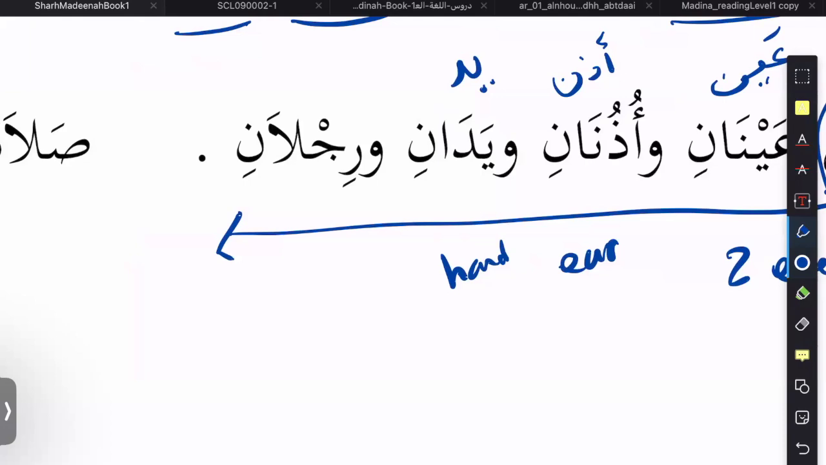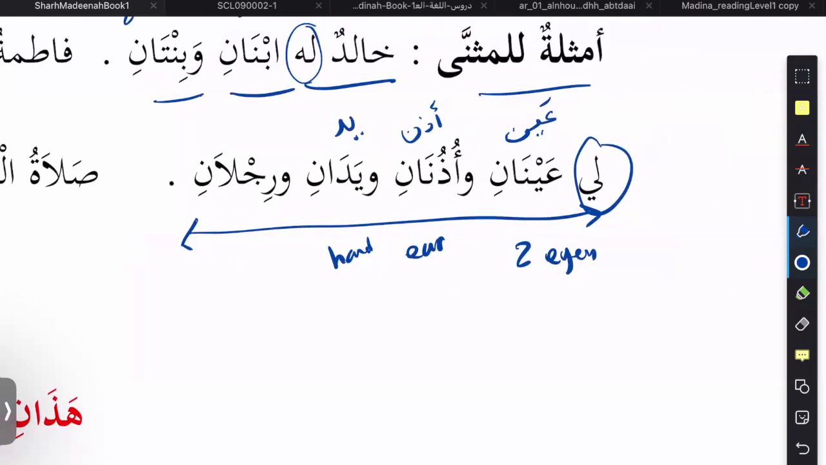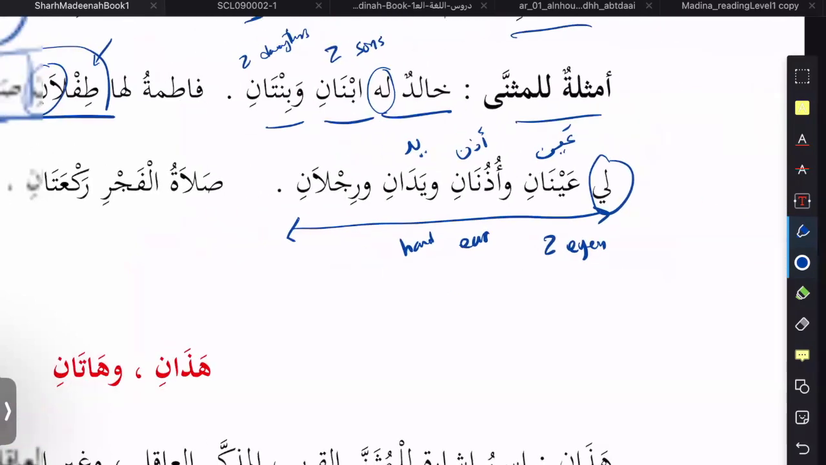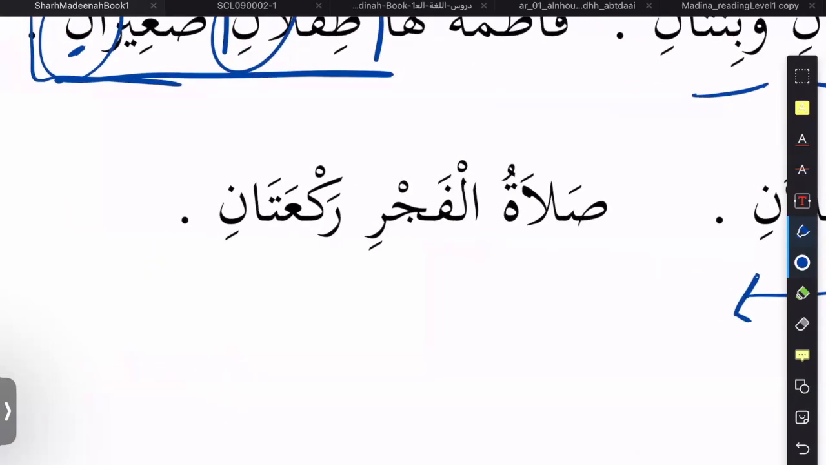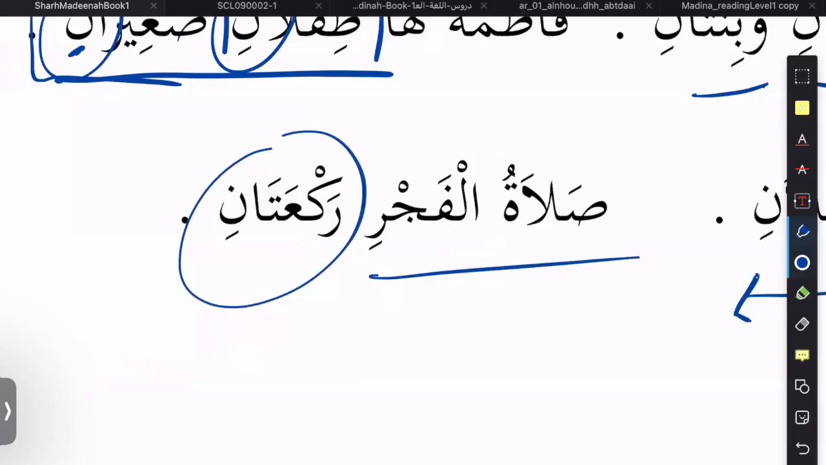Leg. Yes, very good. So I have two eyes, two ears, two hands, and two legs. It says Salatul Fajri rak'atani. See? Rak'atani.